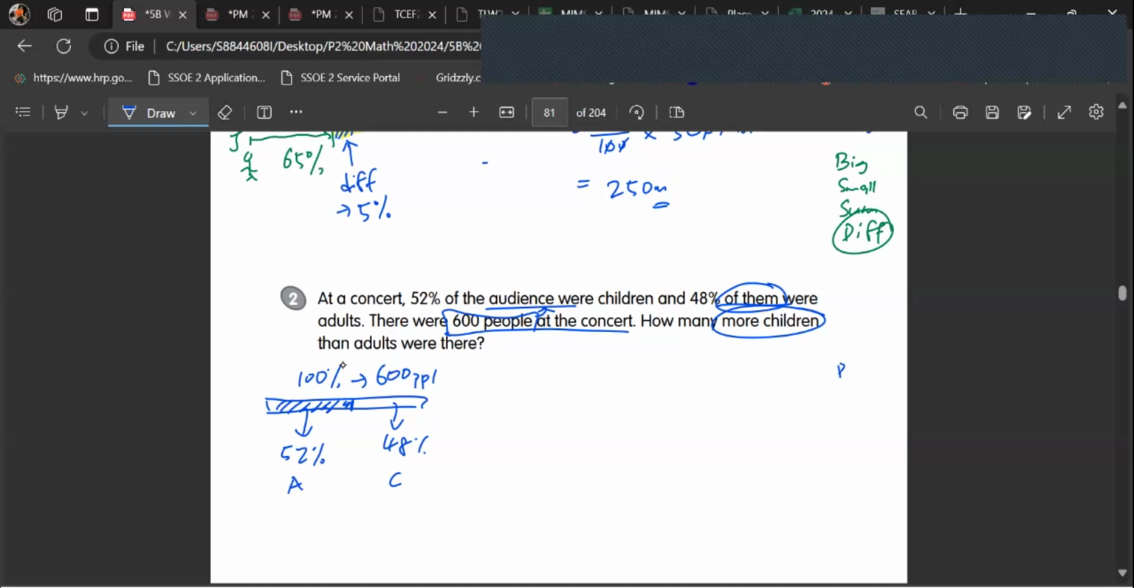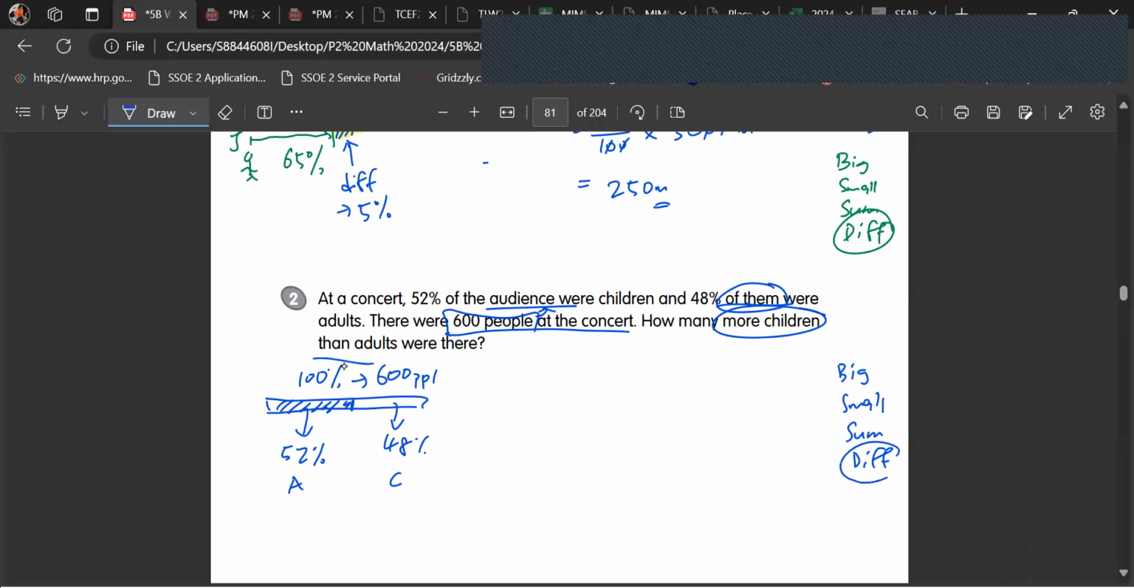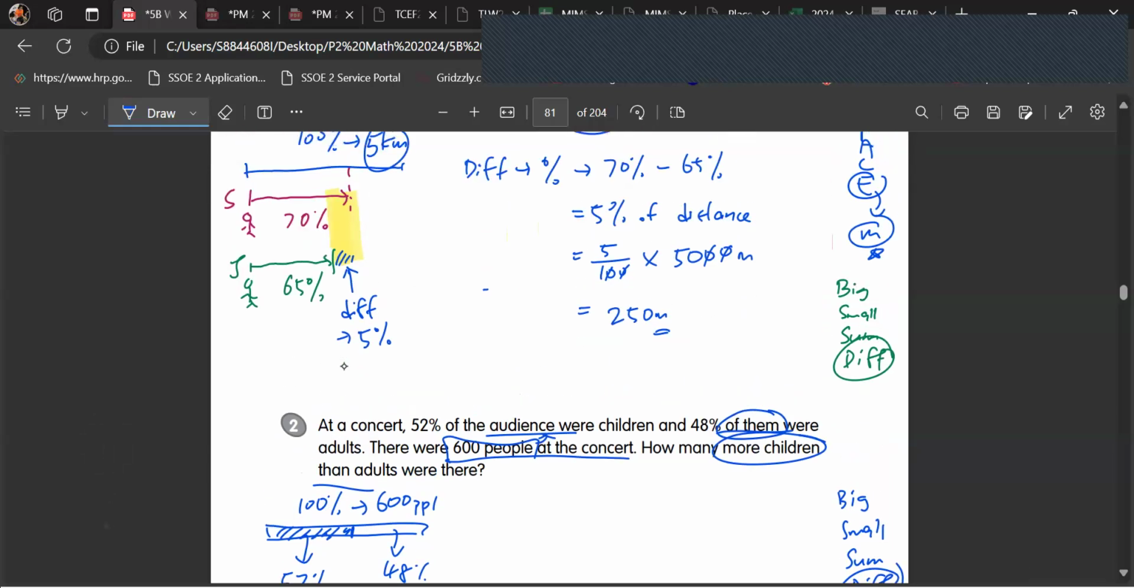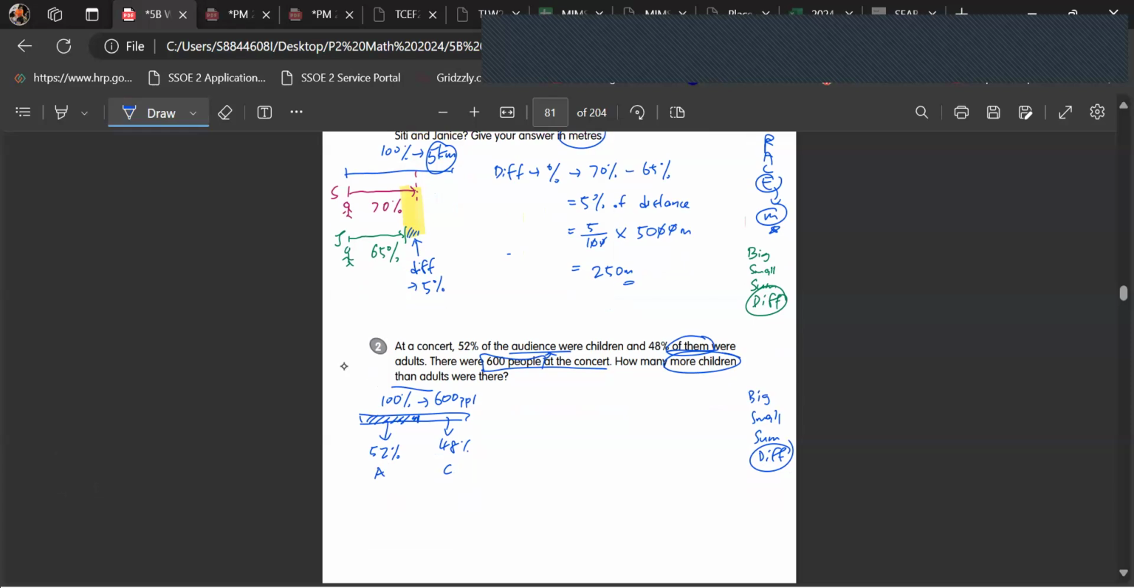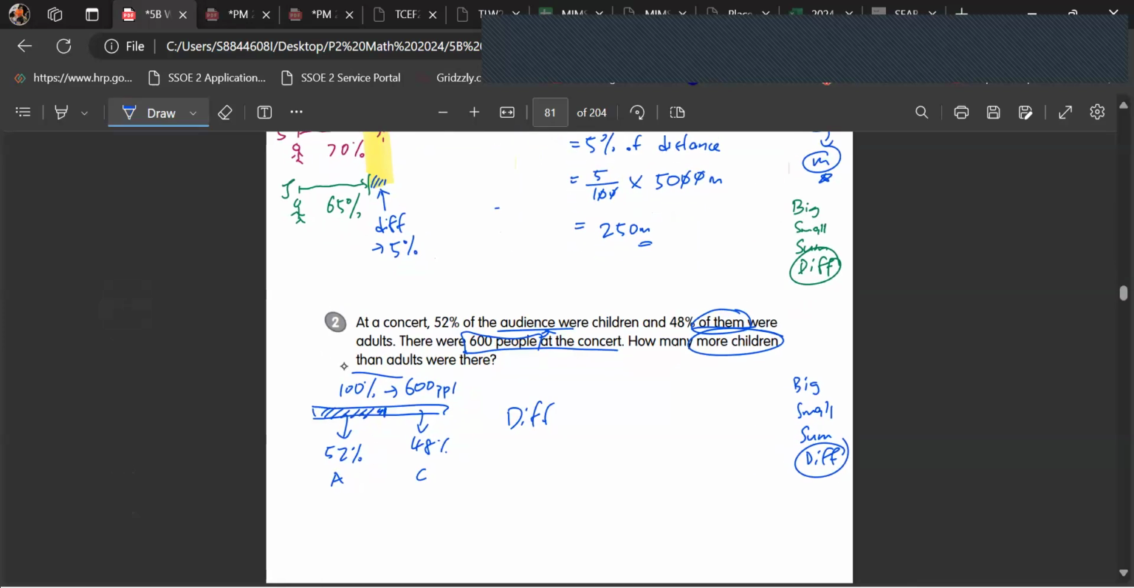Same thing, you have a smaller quantity, a bigger quantity, sum and difference. Same as a whole number question. And here it asks how many more children than adults, so we are looking for the difference. Exactly the same as the previous question. And the answer asks for more people, so not percentage. What I needed was the difference between children and adults. That means how many more?